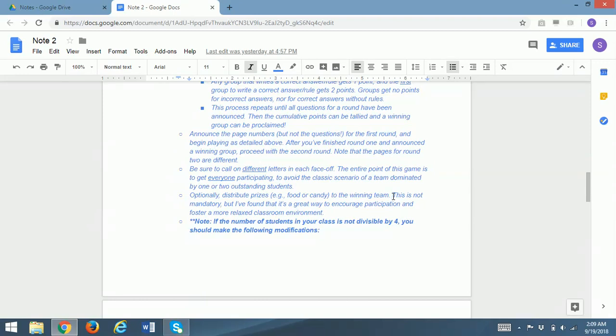It's optional. PTPS doesn't reimburse food costs, so don't feel obligated to do this, but it is fun. Students will like you if you give them chocolate. It's a proven fact.